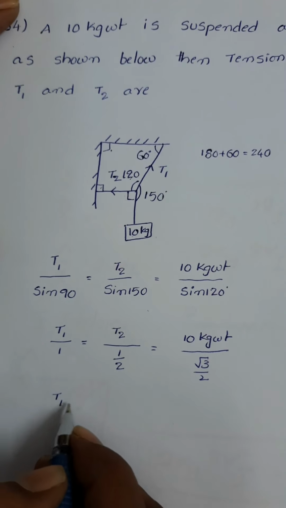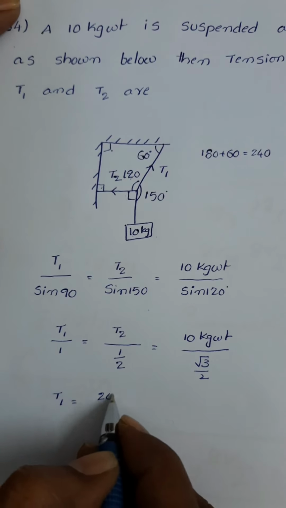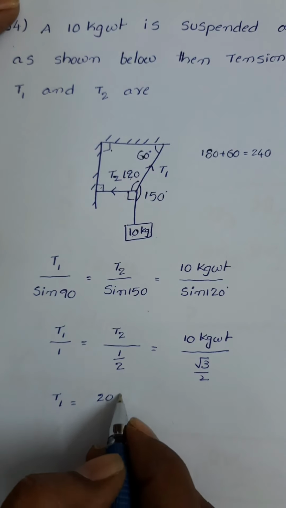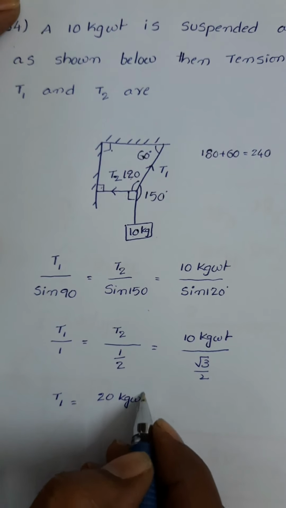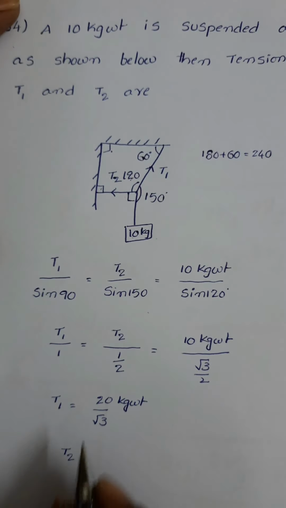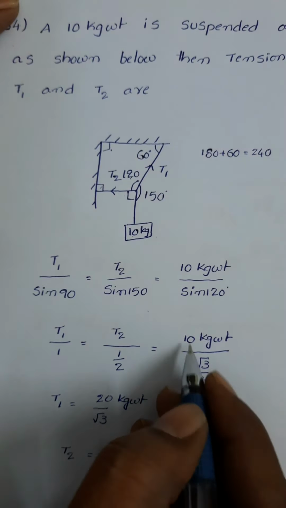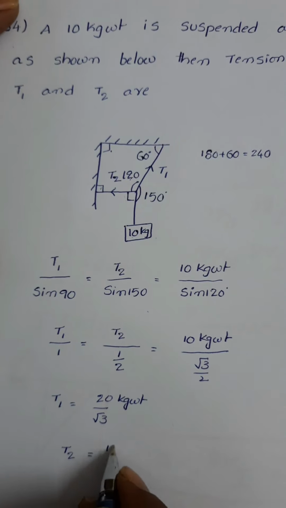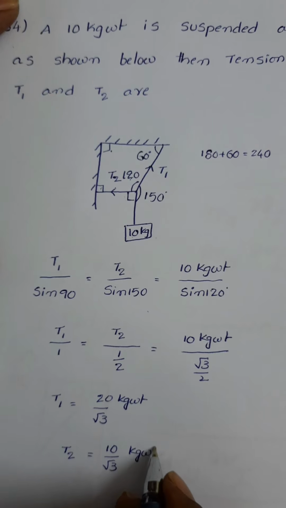From this we can get T1 is equal to 20 kg weight. It goes into the numerator, so we get 20 kg weight by root 3. Similarly, T2 is equal to, the 2 gets cancelled, so we get 10 by root 3 kg weight. So these are the T1 and T2 values.